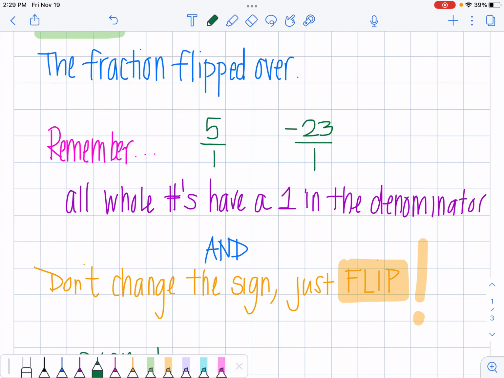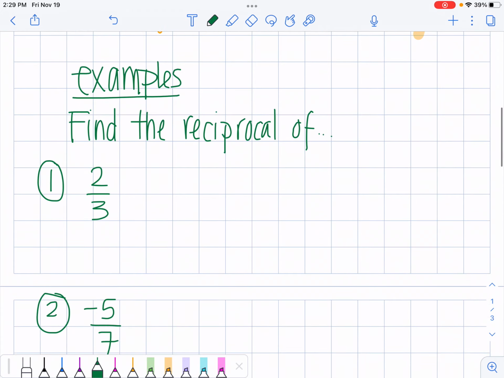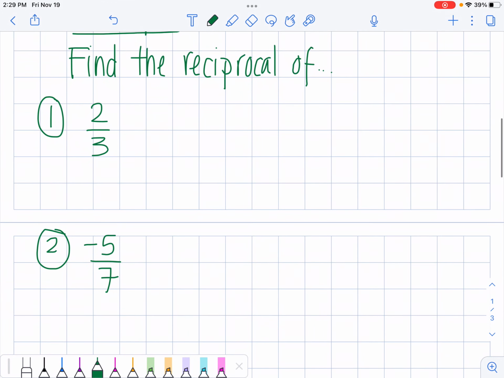And the second thing to remember is don't change the sign. So if it's positive, don't turn it to negative or vice versa. Literally, I'm just taking my fraction and I'm flipping it over. So here's a couple examples. I got 4 of them for you. I want you to find the reciprocal.